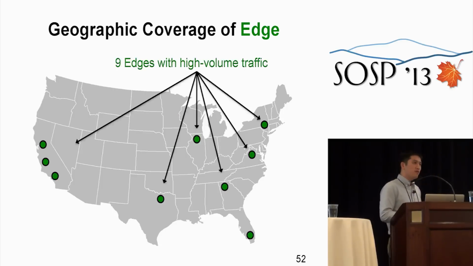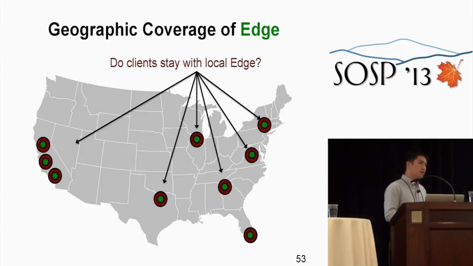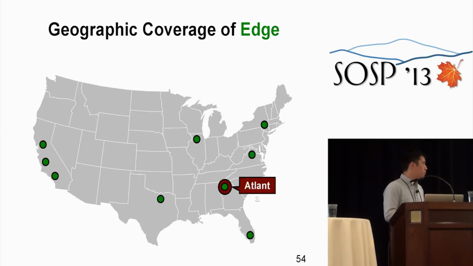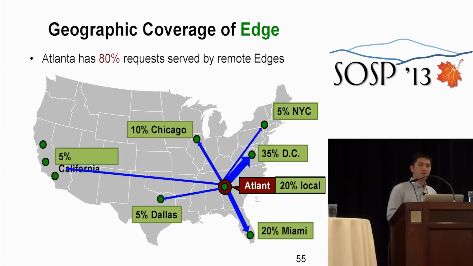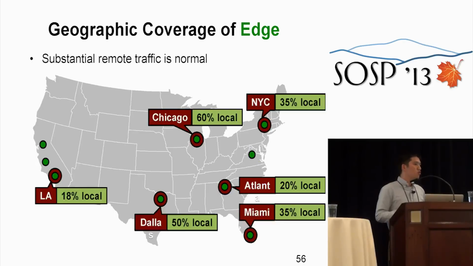We took the trace from the nine high traffic volume edges and looked at the client requests sent from the local regions and saw how much of them stay. When we look at Atlanta, even though they have an edge cache in the city, only 20% of them stay local. The rest, 80%, goes everywhere. Is Atlanta the only case? We also looked at other cities. It turns out the remote traffic is a normal case.